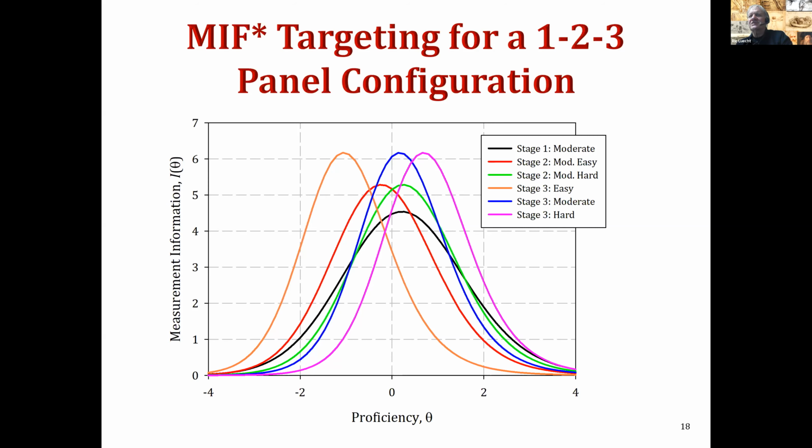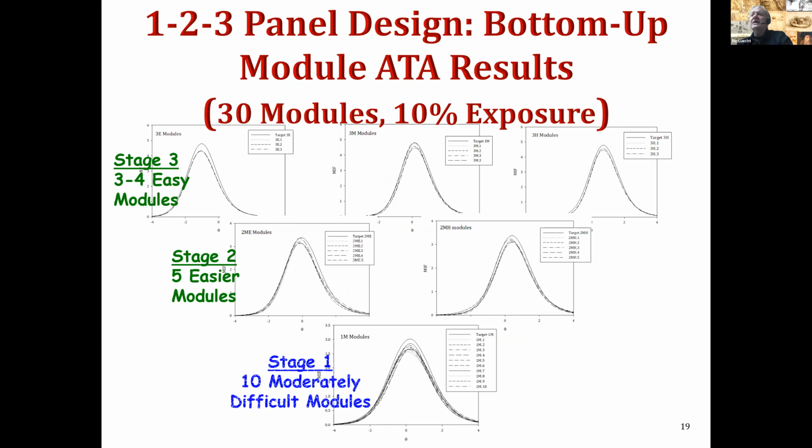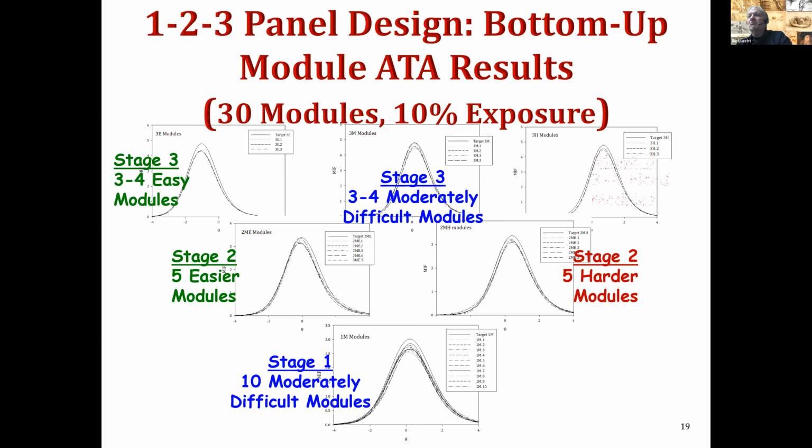If you look at those targets, especially the orange, we're peaking down at about maybe minus 1.6 on the theta scale or up near 1.5. That's a lot of very hard and very easy items. You need to plan for that. This, by the way, is the type of assembly we could do.